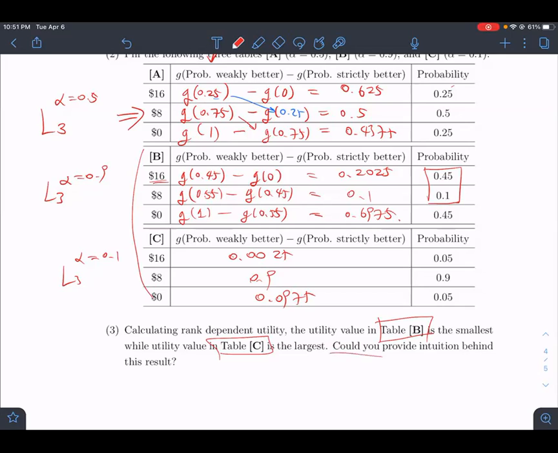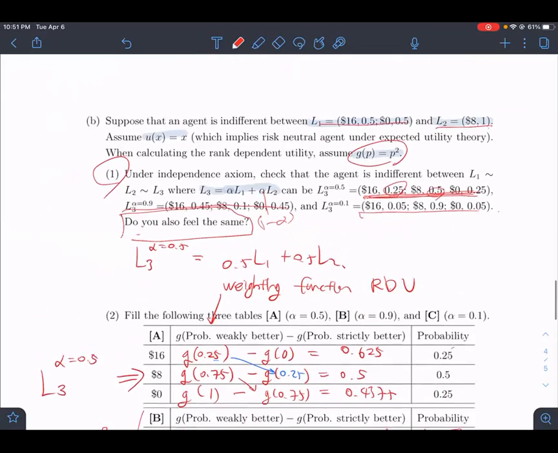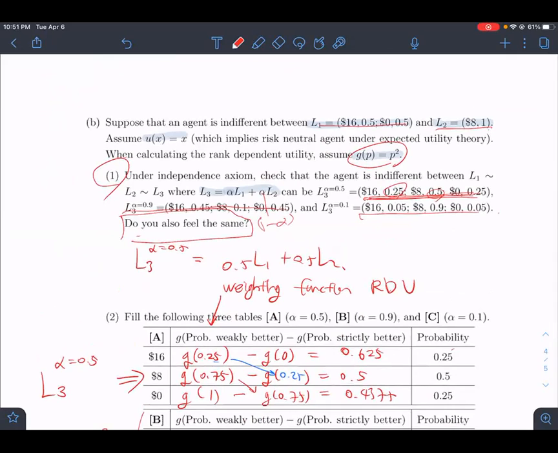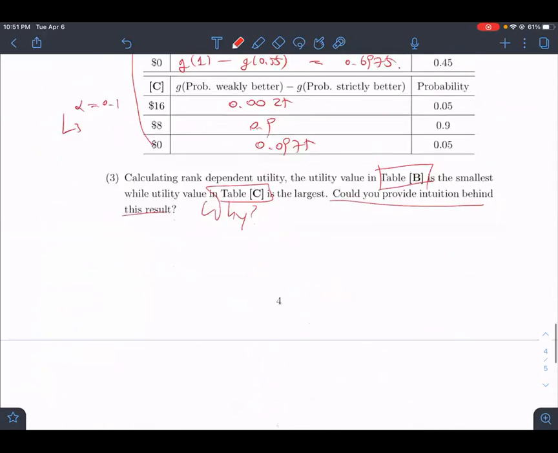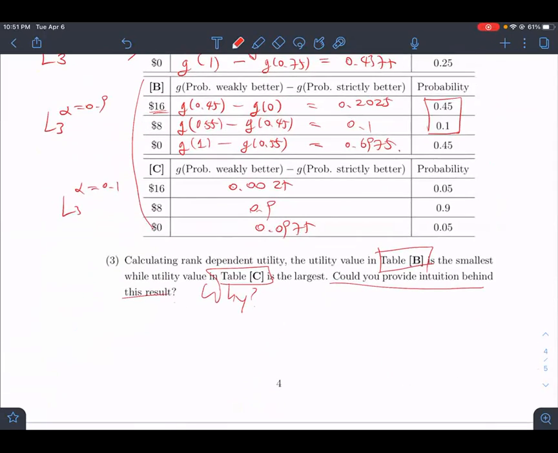So could you provide intuition behind the result? Why do we have such a result? So let's try to interpret the result. From the beginning of the question, we saw that all of these three guys are indifferent to each other if you believe the independence axiom, and if you are a risk neutral person. However, if we go to rank dependent utility, we can have different answers. It depends on the shape of the G function, the weighting function. We had G equals P squared as our weighting function, G of P.